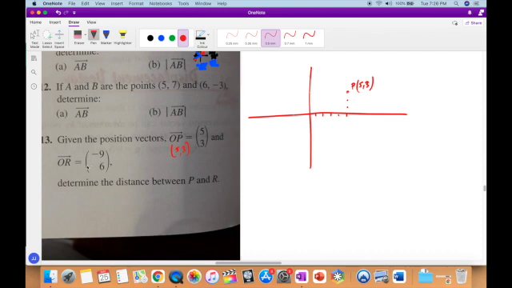And then I have the point R, which is (-9, 6). So that is 1, 2, 3, 4, 5, 6, 7, 8, 9, and then positive 6, 1, 2, 3, 4, 5, 6. So that there is my point R, which is (-9, 6).